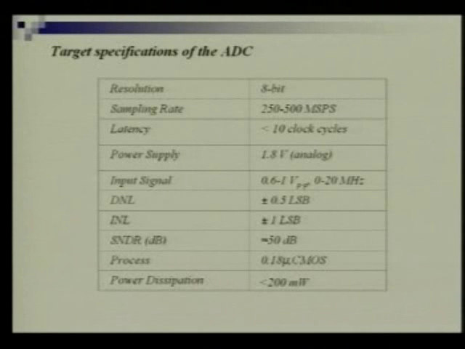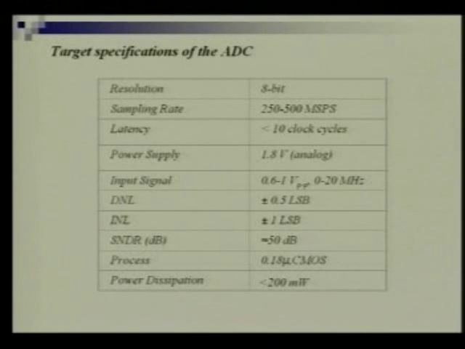Now I will show you a complete design of one pipeline ADC. Suppose you are to design it, it is very much needed for communication purpose. Okay, so for communication ADC you would like to design it. See, resolution, first you are to specify, then what is its sampling rate. It is given as 250 to 500 megasamples per second. Then what is its latency?